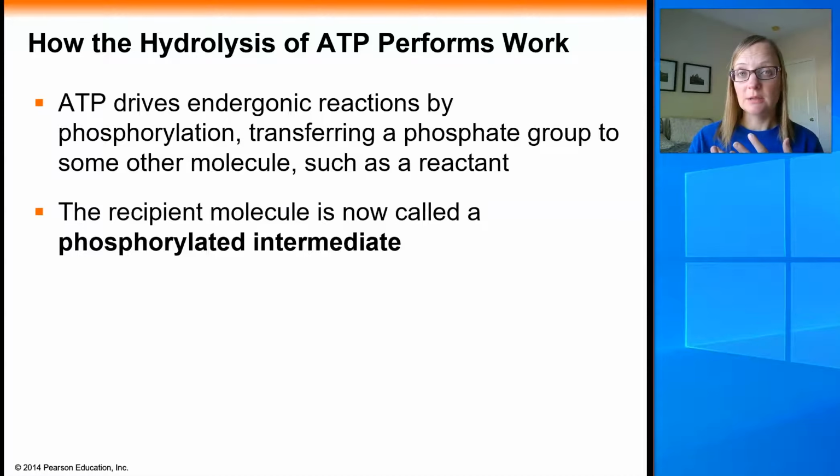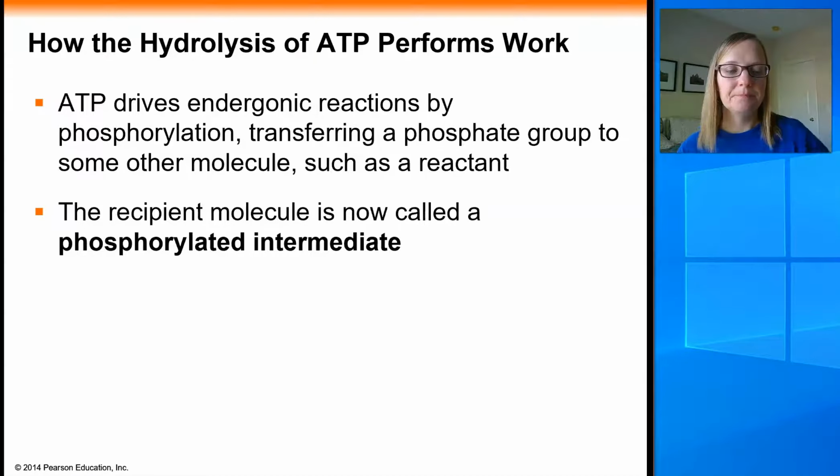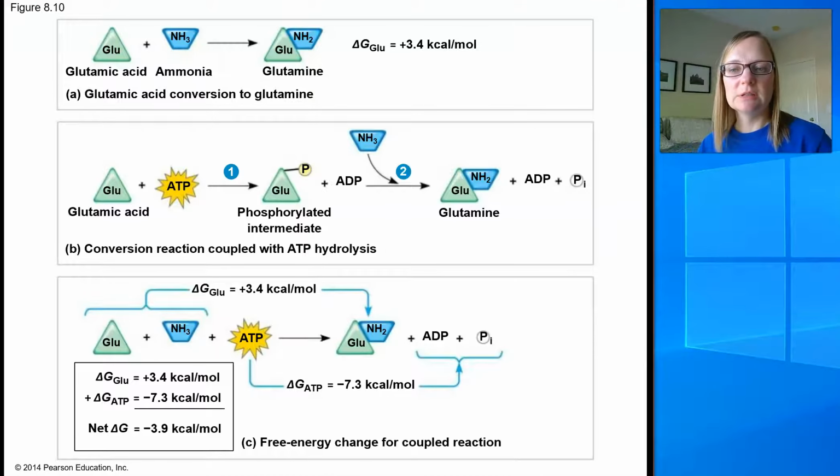It's not a product because we're not done with the chemical reaction. So it's somewhere in between. It's an intermediate, and it has a phosphate group attached to it, so it's phosphorylated. Okay, so let's look at an example.